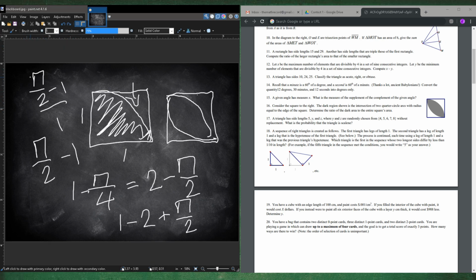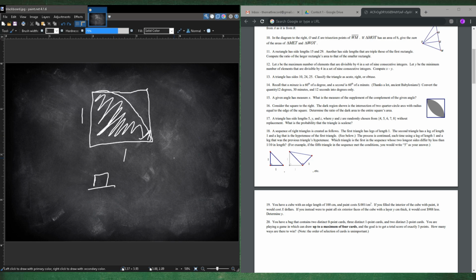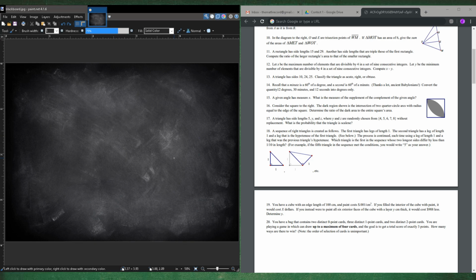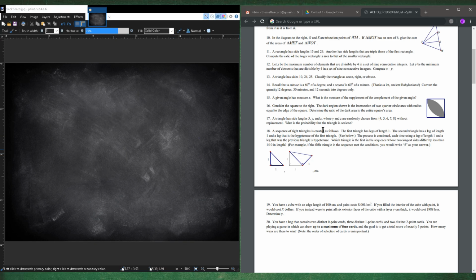Just draw a picture and you'll be fine. So that is question 16. I know this because I've seen this type of question before. It's one of the common ones where you use area to find the relationship.